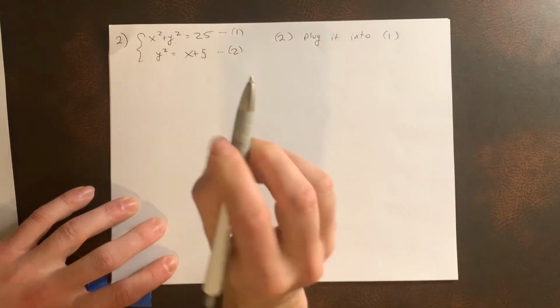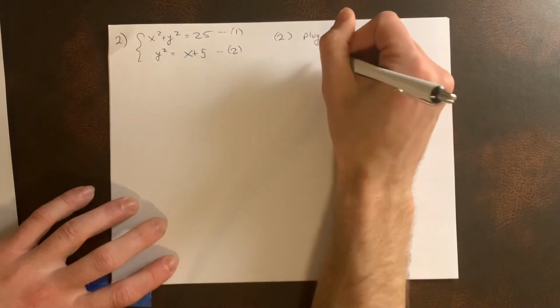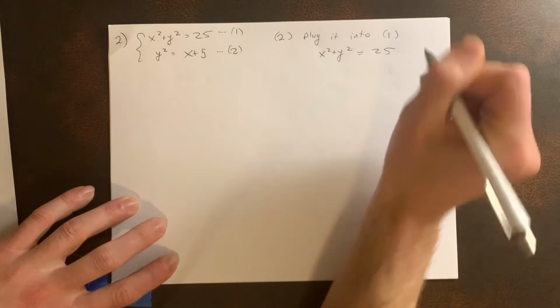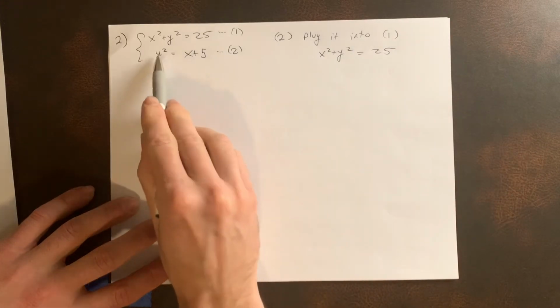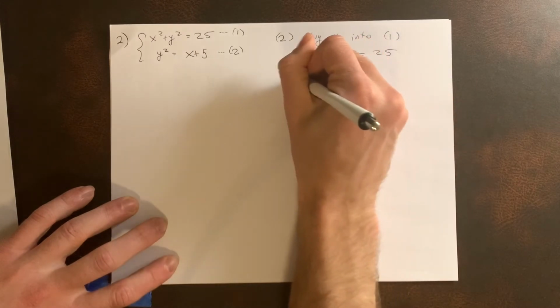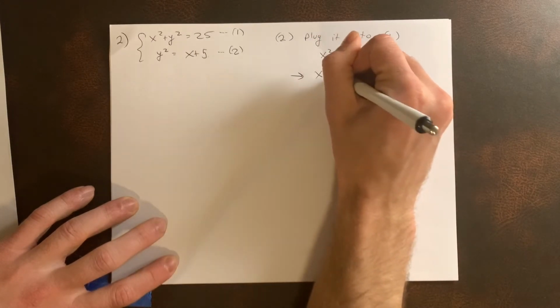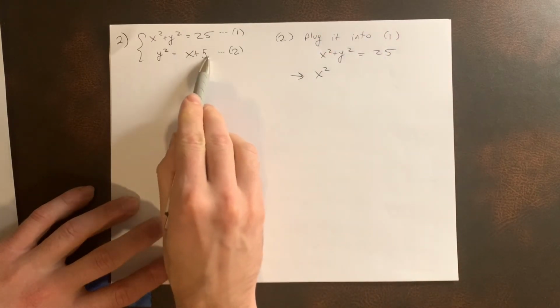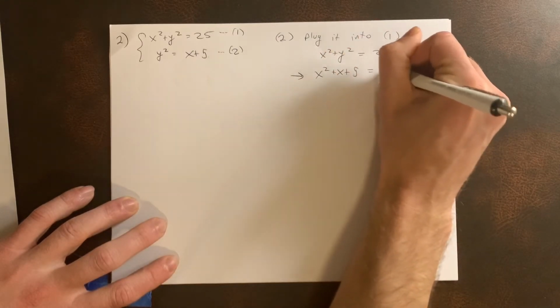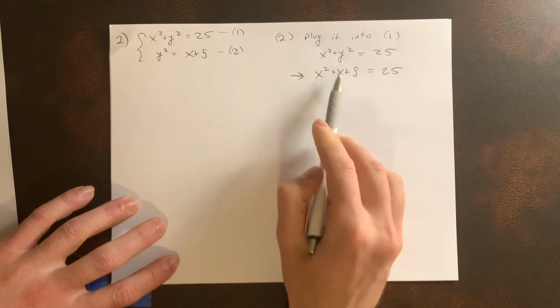So let's rewrite 1. 1 is x squared plus y squared is equal to 25. But when we plug 2 into it, y squared is x plus 5, so we're going to turn this y squared into an x plus 5. We're going to get x squared plus x plus 5 is equal to 25. Now we have another quadratic.